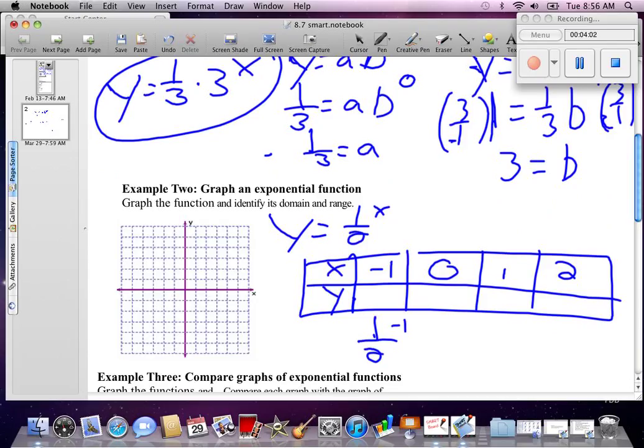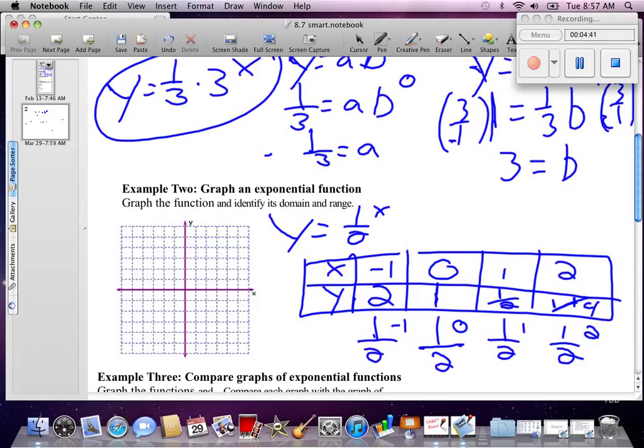Anything to the -1 power means we do what to it? Flip it. So my answer is going to be positive 2. CJ, 1/2 to the 0 power is 1. Jen, what's 1/2 to the first power? 1/2. Yusuf, what's 1/2 squared? 1 over 4, thank you.